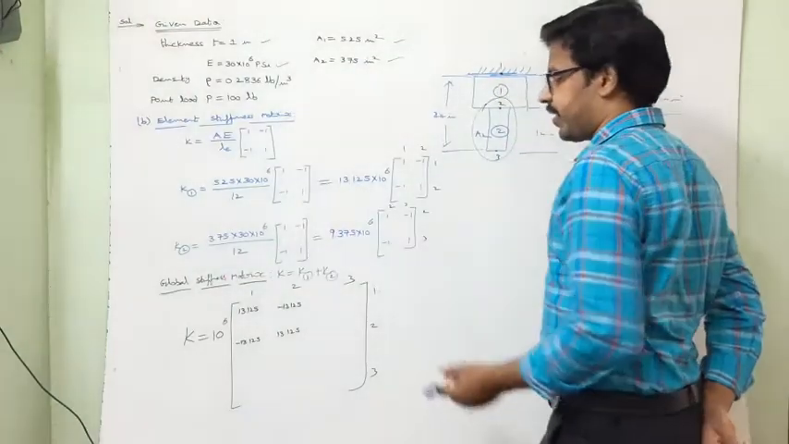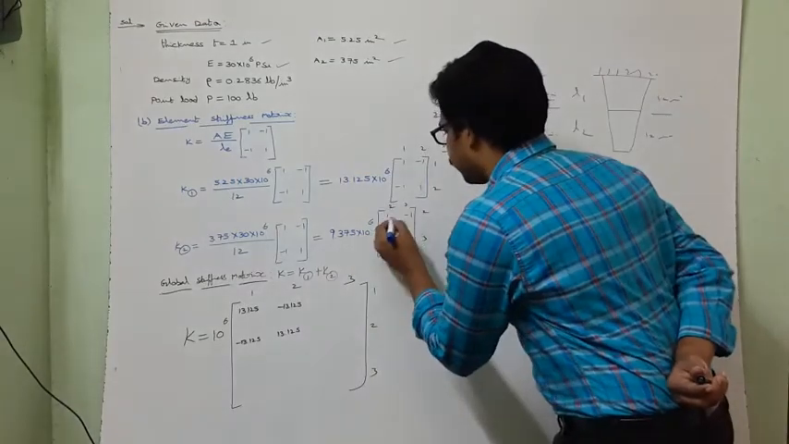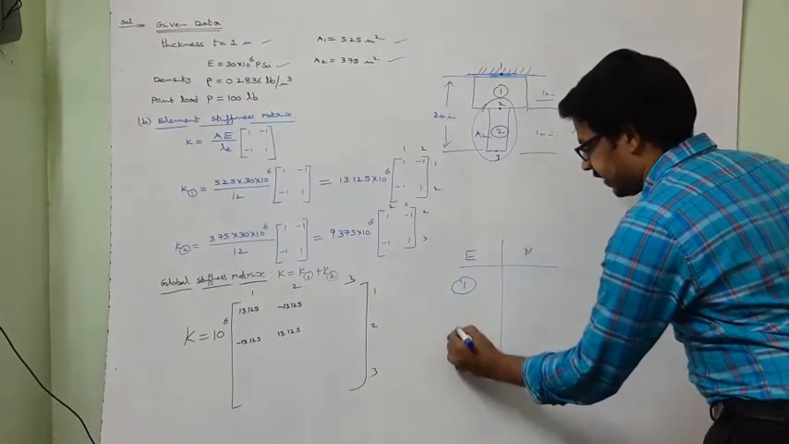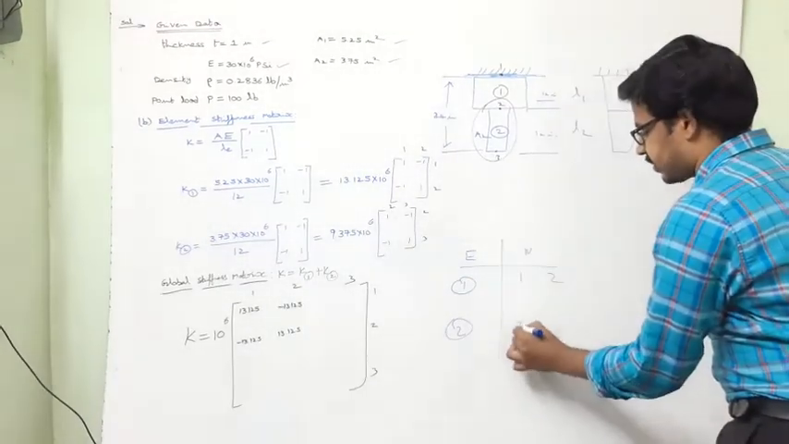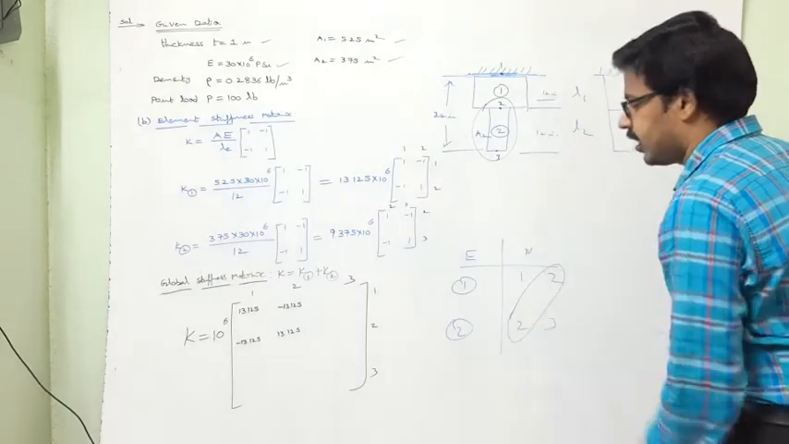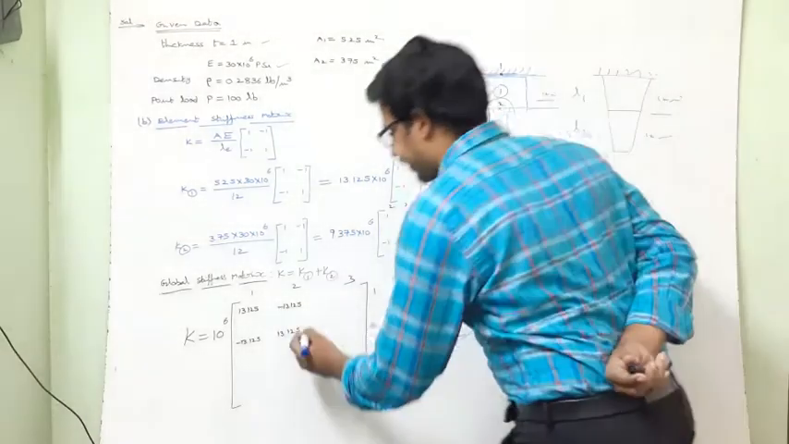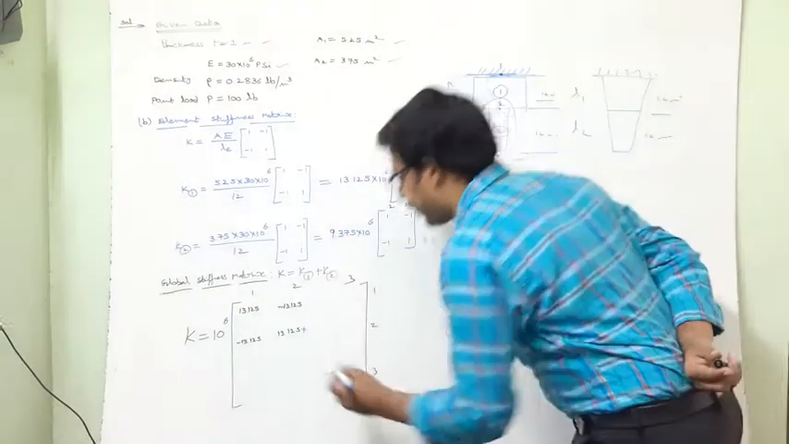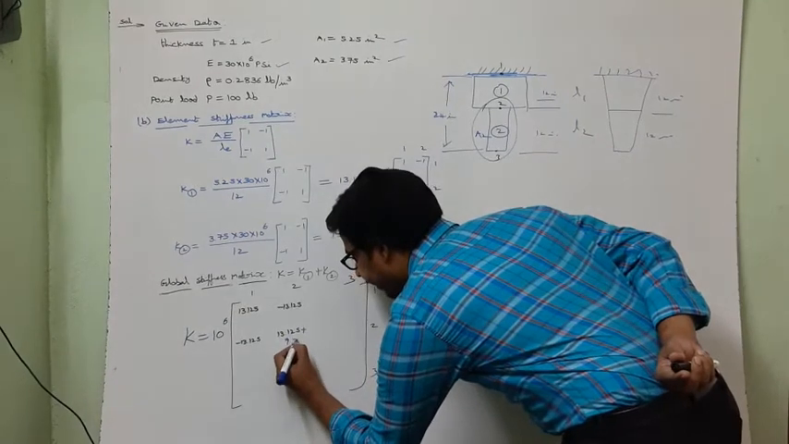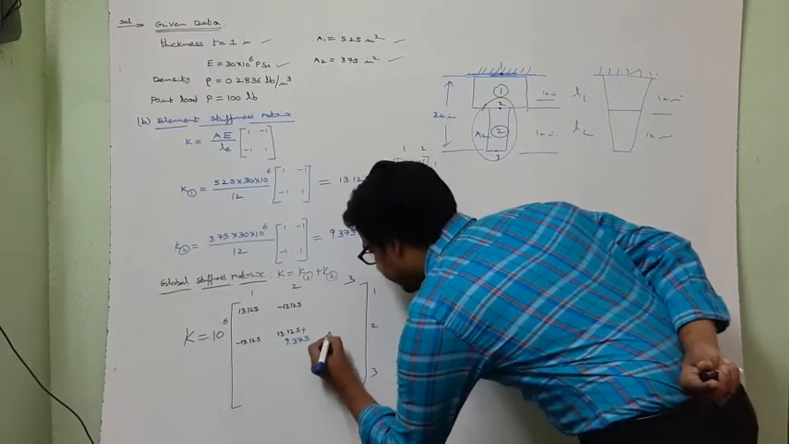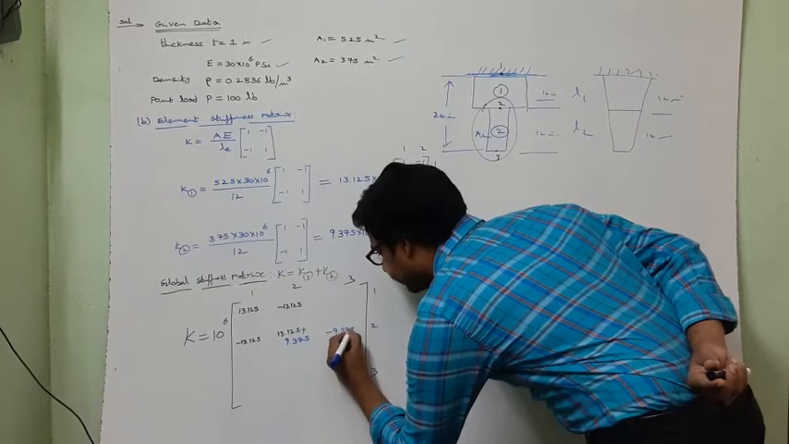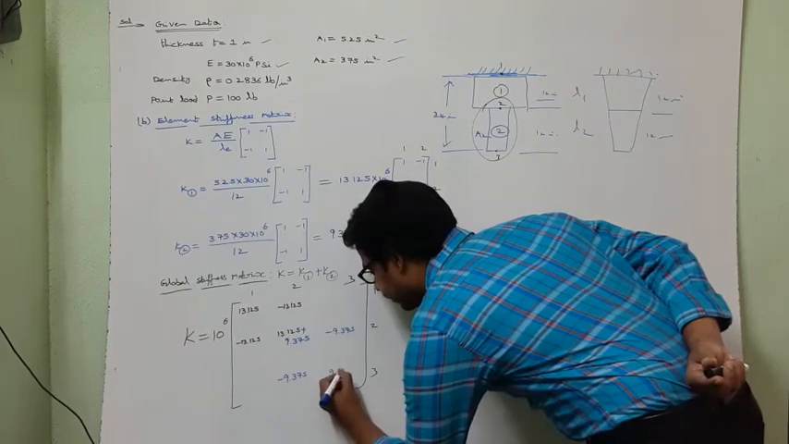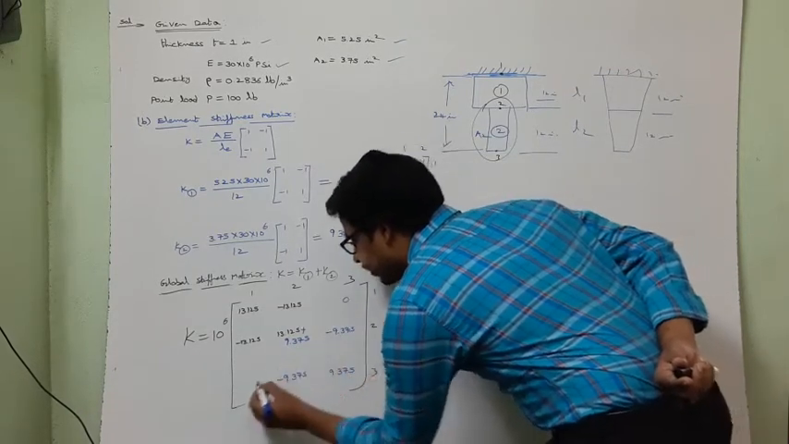So here what is the value? 9.375. So plus, node 2 is common. So here elements and nodes: first element, second element, and first node, second node, third node. Here the second node is the common factor. That's why I am adding 13.125 plus 9.375, then minus 9.375, minus 9.375, 9.375. Remaining values are zeros.